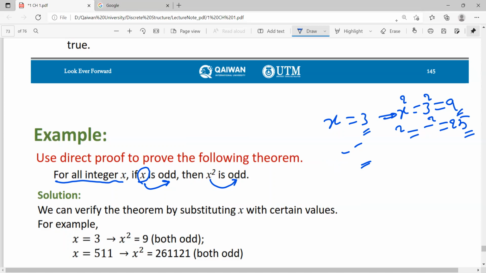Okay, we are going to prove that if x is odd, then x squared is odd also.